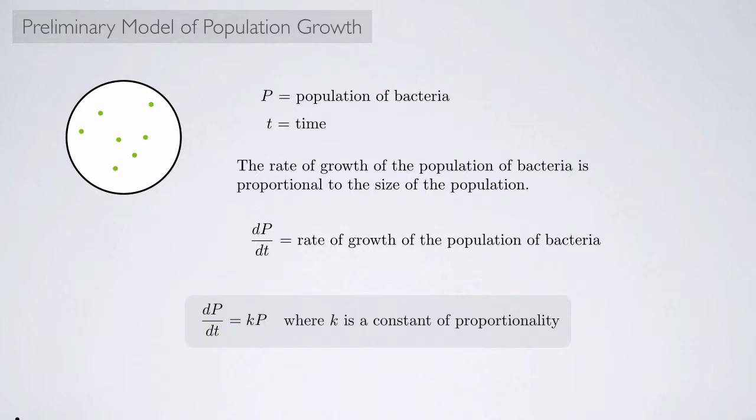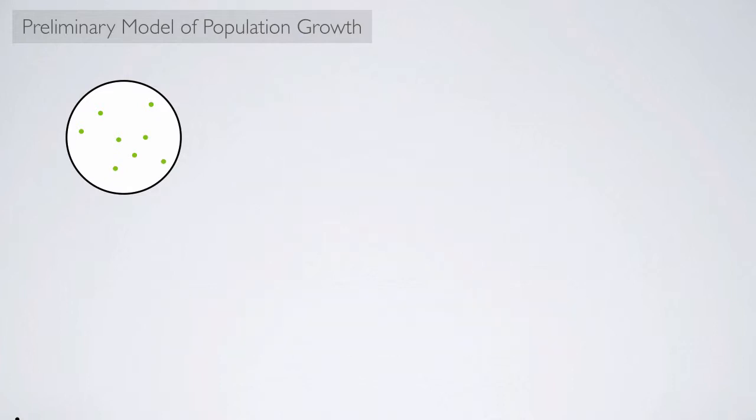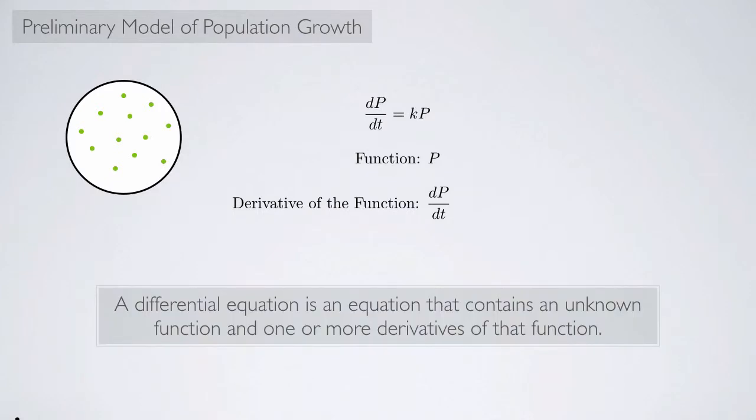And so our model here looks like dP/dt equals k times P, where k is a constant of proportionality. That's the model that we're going to use. Okay, so here is dP/dt equals k times P, and this is an example of something called a differential equation. We have a function P, and we have a derivative of that function, dP/dt. And in general, a differential equation is an equation that contains an unknown function and one or more derivatives of that function.